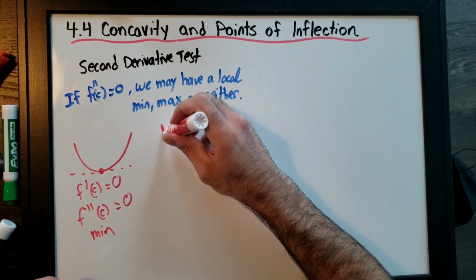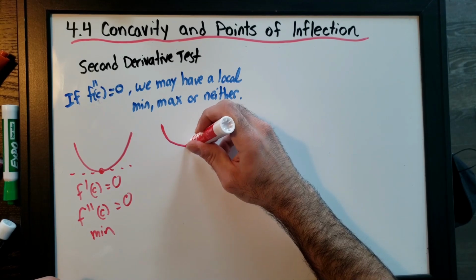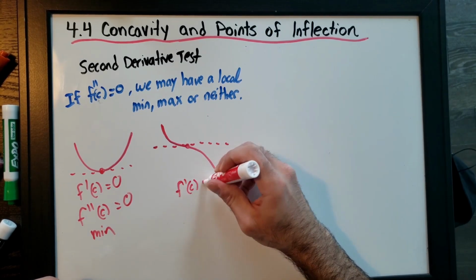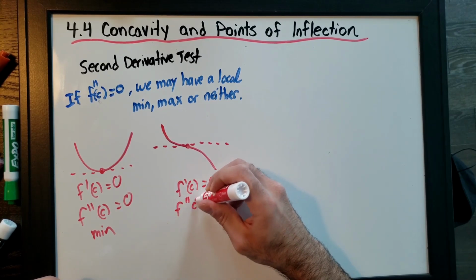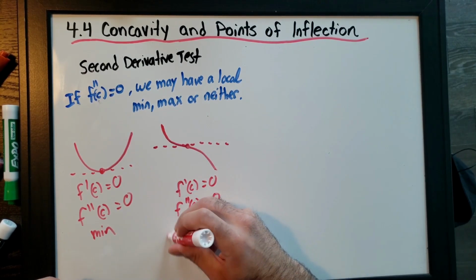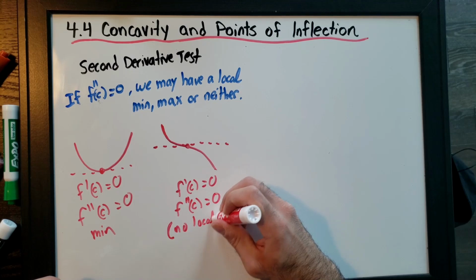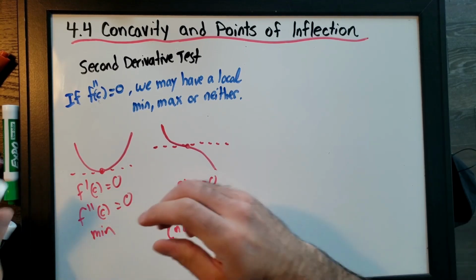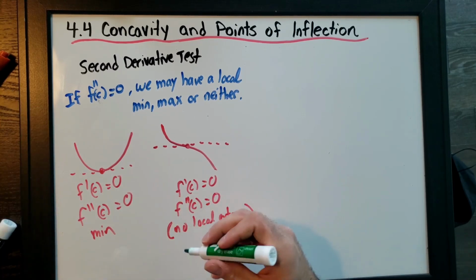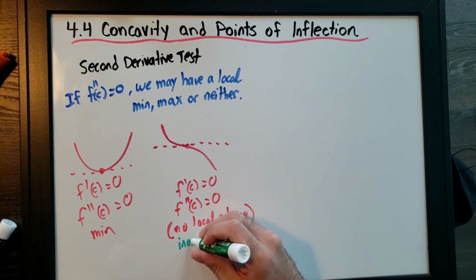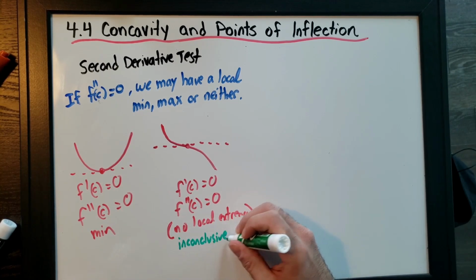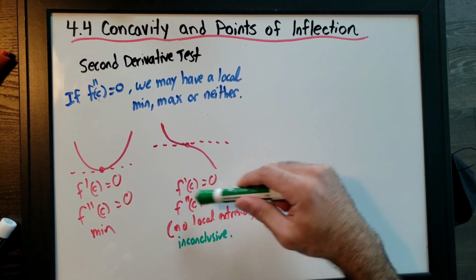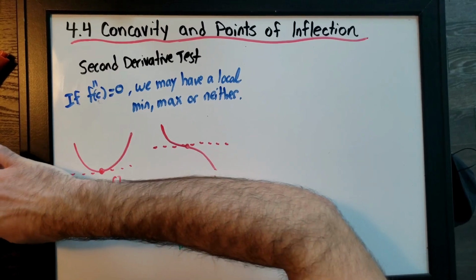But we could also have something that looks like this. And this point also would have f prime at C equals 0, f prime prime at C equals 0. And this is no local extrema. Okay, or we can call this also an inconclusive case. So our second derivative could have an inconclusive case, which means there's no local extrema. So let's show you how that looks like in an example.